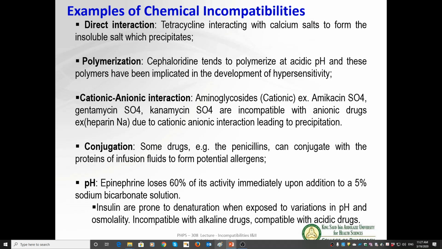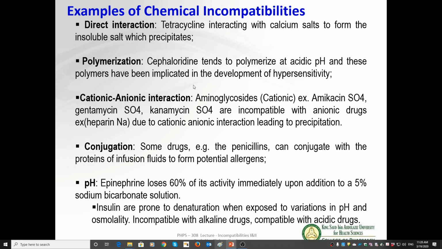We'll just give you important chemical incompatibilities that occur in practice. For example, direct interaction of tetracycline with calcium is very common, and not only in parenteral but also oral. You know the example of drug-food interaction of tetracycline with dairy products containing calcium: they form a calcium-tetracycline complex, which is an insoluble complex, so it prevents the absorption of tetracycline. That's why we always recommend taking tetracycline on an empty stomach and avoiding taking dairy products within 2 hours of administration of tetracycline.